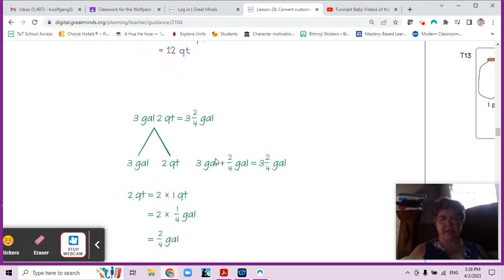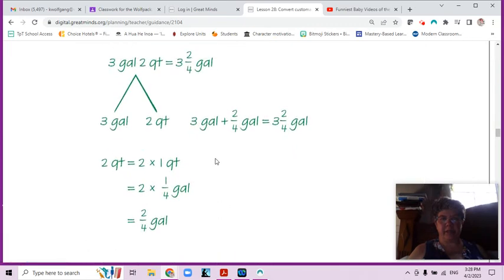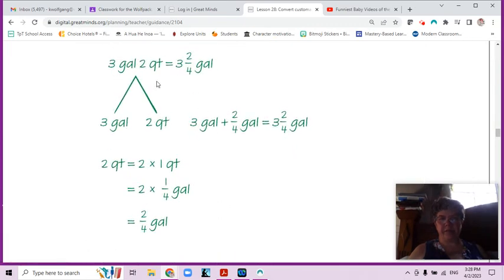Then what if you did it the other way? Okay, here's the other way. 3 gallons and 2 quarts is equal to 3 2/4 gallons. So let's see, 3 gallons and 2 quarts. We're going to change it to gallons, so all we need to do is change our 2 quarts, right?